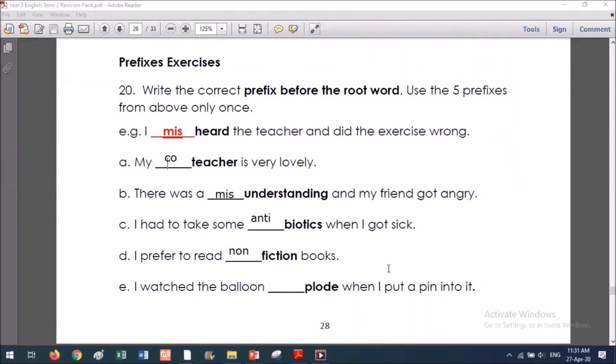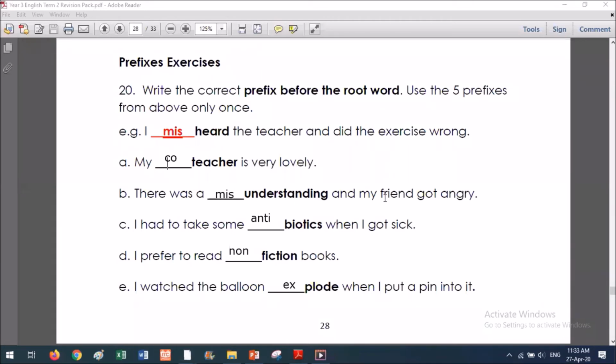Farida, do you want to do E for us? Yes, I would love to. I watched the balloon explode when I put a pin into it. Good. Explode. Bravo. It does explode. When it explodes, is it going out or is it going in? Out. Okay, so that's what we have for that part.